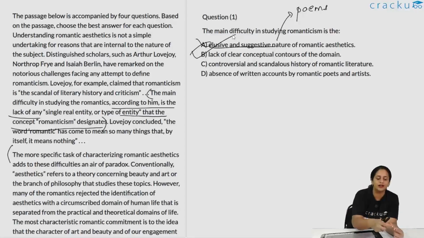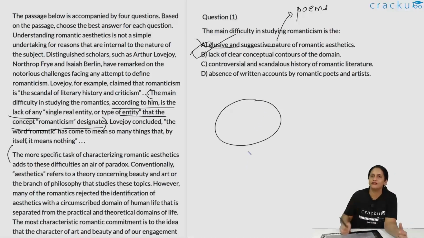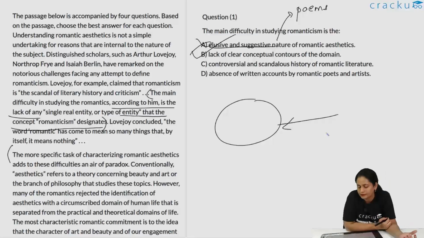There is no clear contours. Contours basically means boundary. So there is no clear boundary to define that this is the concept, and this concept over here refers to romanticism, and that's why it is difficult to study it, because there is no clear concept. What is romanticism is very vaguely defined. So B is the correct answer.